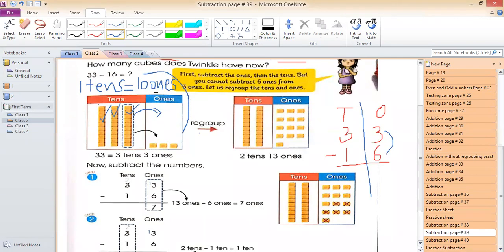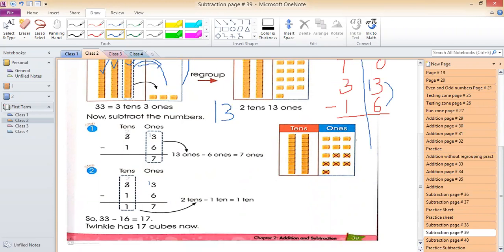Because you cannot minus 6 from 3, you will go to the tens and ask for 1. When you take 1 ten to the ones, 1 ten means 10 ones. So 10 ones and 3 will make 13. When you take 1 ten from here, it will become 13 ones. Now you can do subtraction.